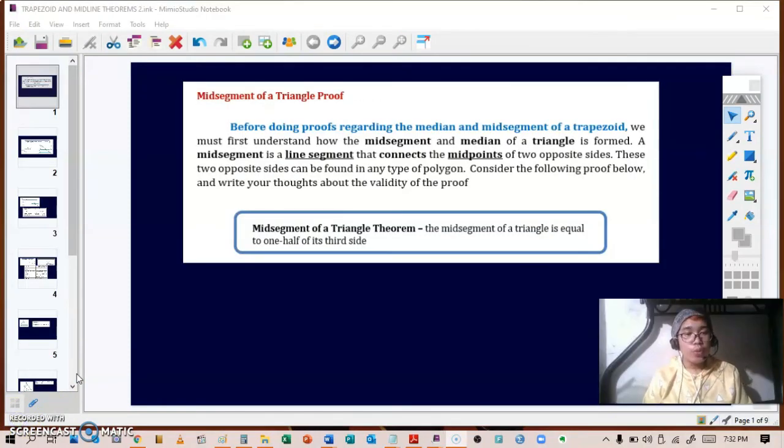So after proving some of those theorems, the other theorems you can find the proofs on the module. So we'll now move forward with the mid-segment of a triangle, or the midline of a triangle. So before we tackle the midline theorem for trapezoids, we have to first tackle the midline theorem for triangles. So before doing proofs regarding medians and mid-segments of trapezoids, we must first understand how the mid-segment and median of a triangle is formed. So a mid-segment is a line segment that connects the midpoints of two opposite sides.